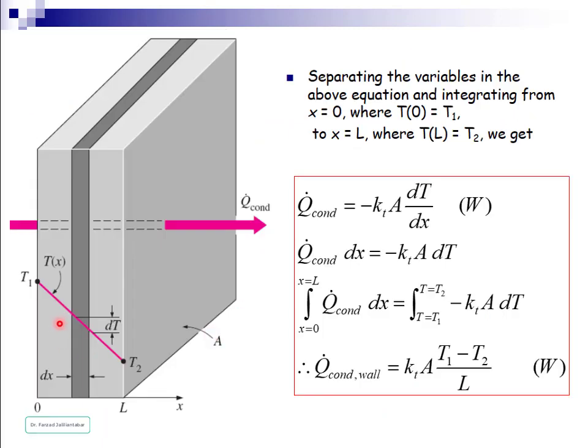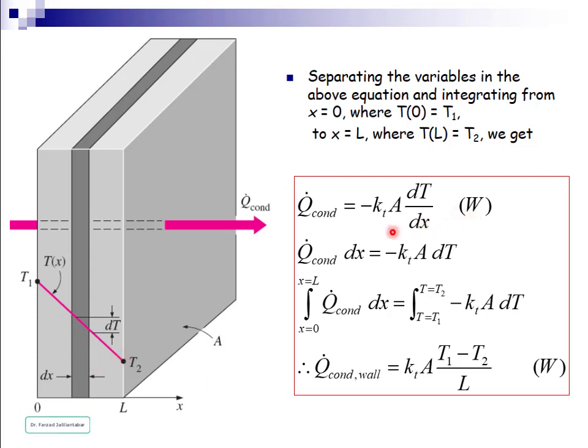You can see here the wall with this condition. At the inner surface we have T1, at the outer surface we have T2. Then Tx, which is the temperature of the wall in the x direction, is dependent on x, and it changes linearly with the change in x.